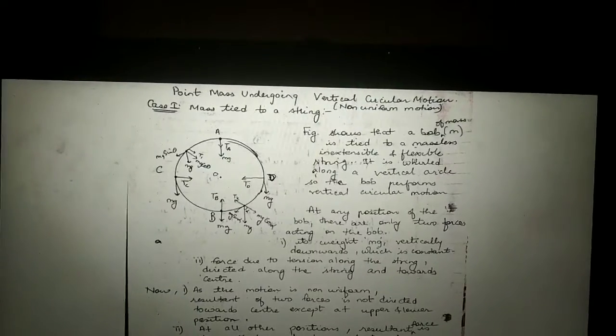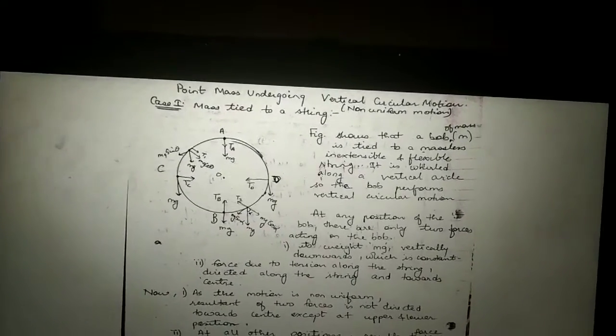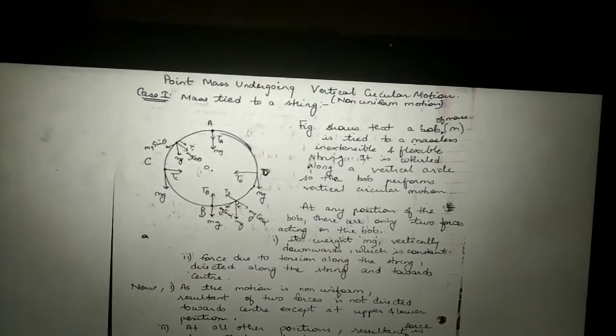So as I told you in the last lecture, next we will discuss how to find the expression for the velocities and the net forces acting in vertical circular motion. In your syllabus there are 3 different cases. Today we will discuss the first case, that is a mass tied to a string. Now your figure is shown.